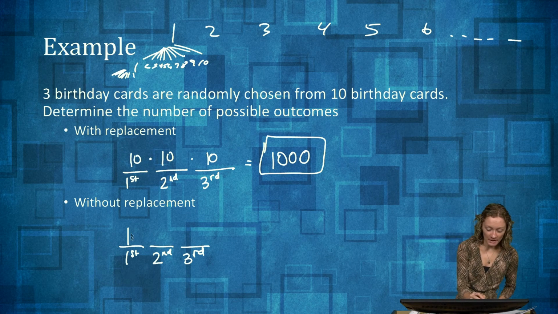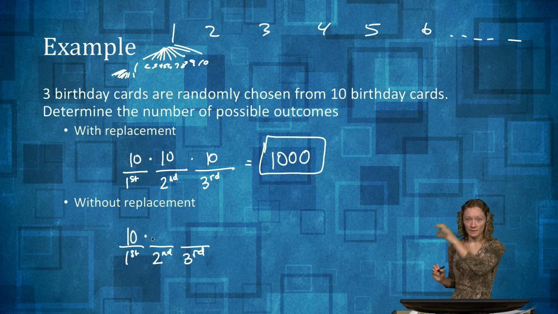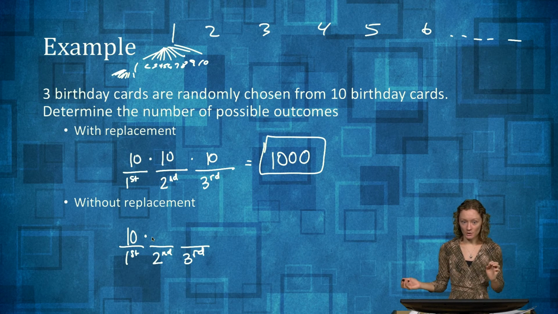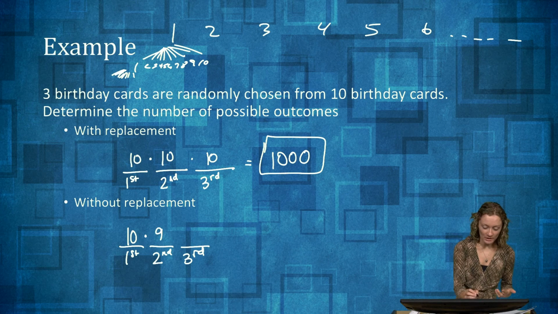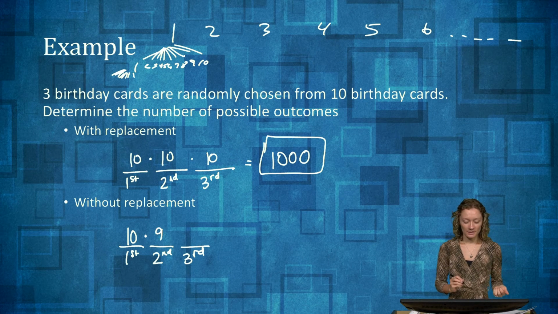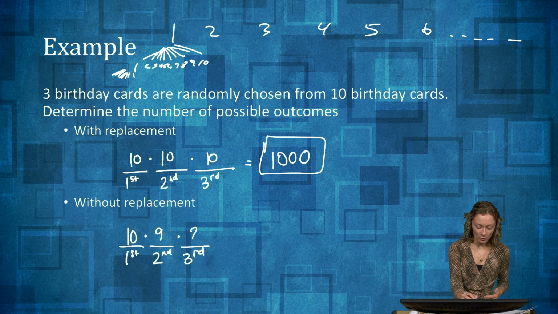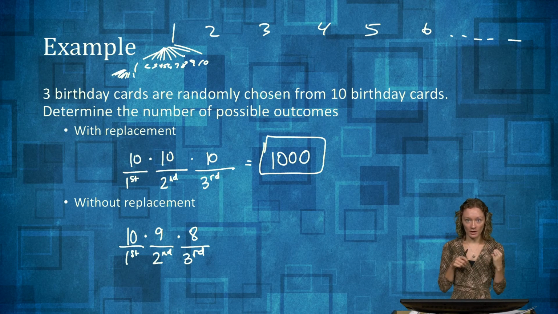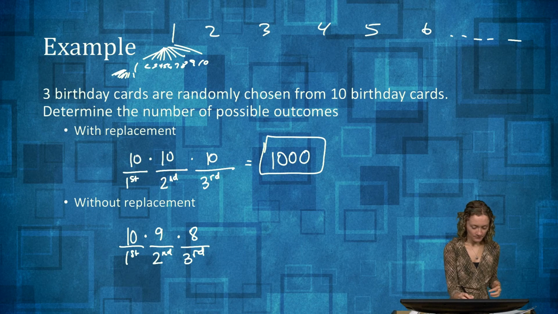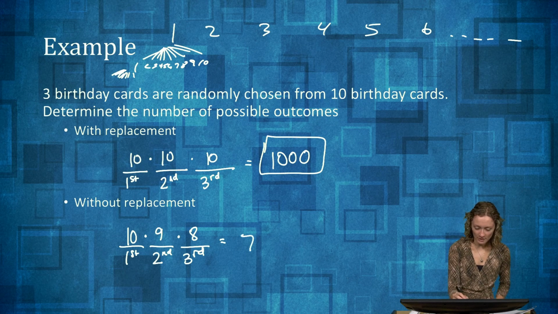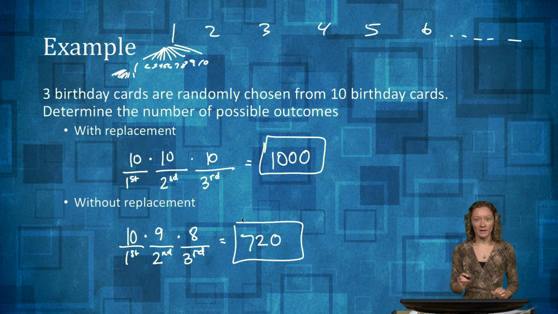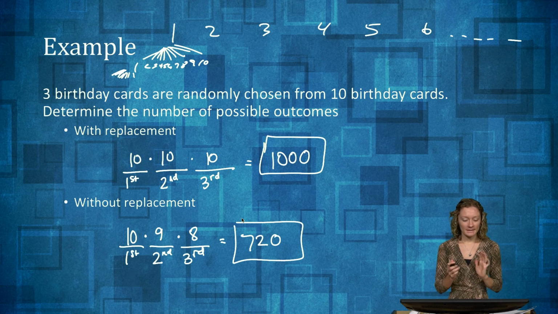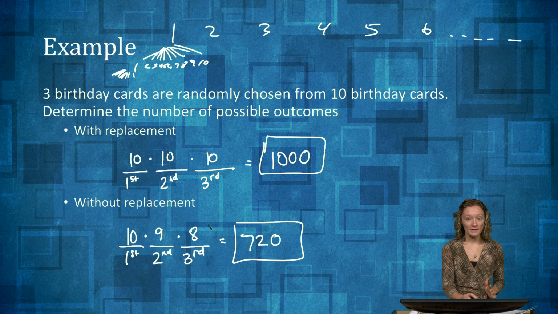So when you make your first selection, you have 10 choices, but now that card is gone and there's not another one to replace it. So on your second choice, you only have 9 choices. And then on your third choice, you only have 8 choices because 2 are gone at that point. So if there's no replacement, 10 times 9 times 8 for your sample space size, or the number of outcomes, is 720.